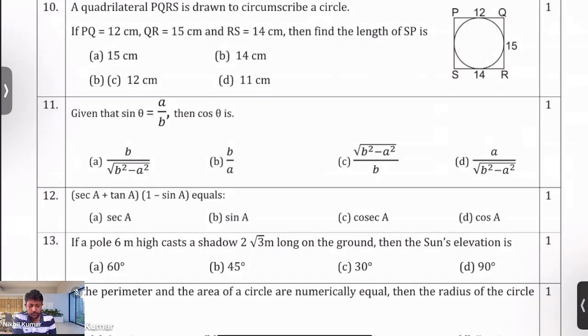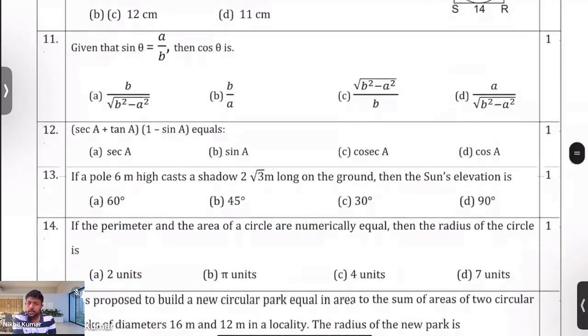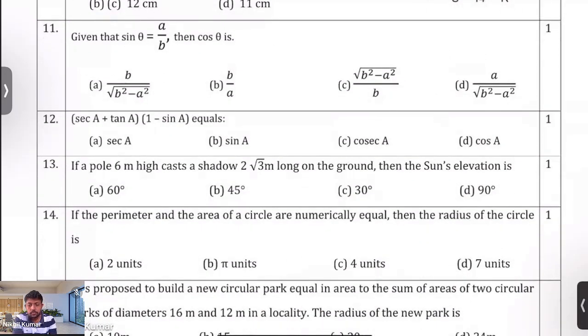Welcome back, students. Let's carry on with question number 11 now. It's given that sine theta is A upon B. We have to find cos theta. We all know that sine theta is equal to perpendicular by hypotenuse. So cos theta is base by hypotenuse, everyone knows.